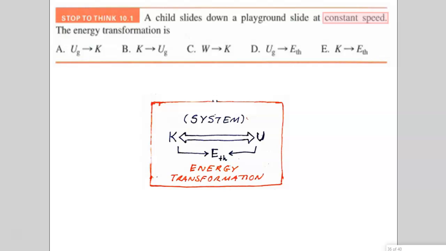The next thing to recognize is that the child is moving at a constant speed. The fact that it's a constant speed tells us 2 things. One is that kinetic energy isn't increasing, so potential energy isn't going into kinetic energy. And 2, kinetic energy isn't decreasing, so it's not going to potential or into thermal. So the only thing we're left with is gravitational potential energy transforming into thermal energy.